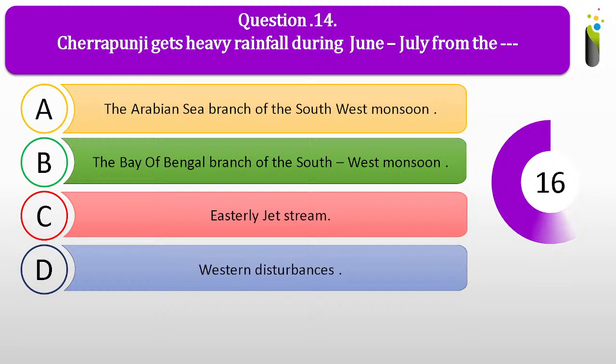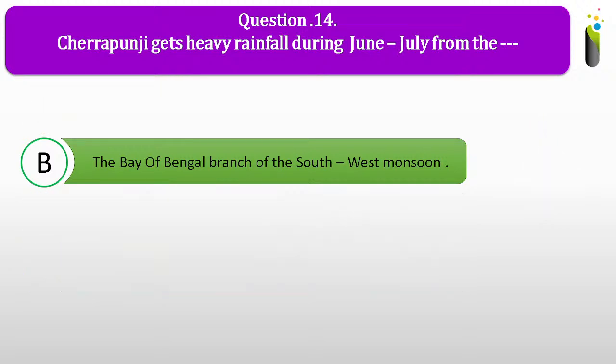And the correct answer for question number 14. Why does Cherrapunji get heavy rainfall during June, July? And the correct answer for this question is B. The Bay of Bengal branch of the southwest monsoon.